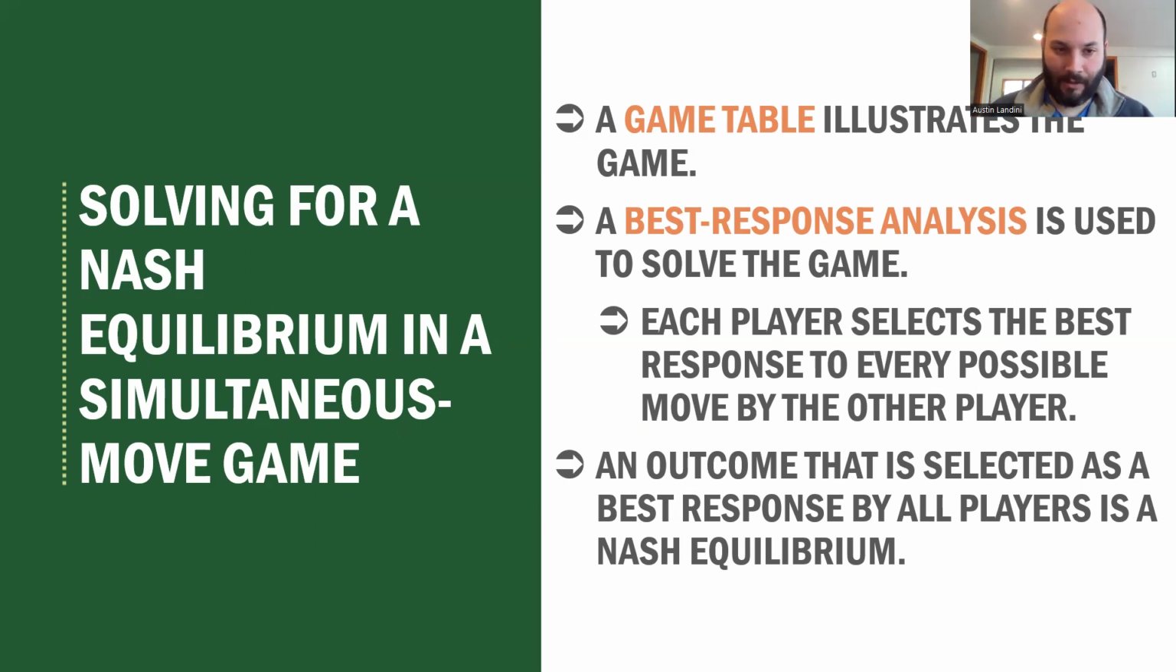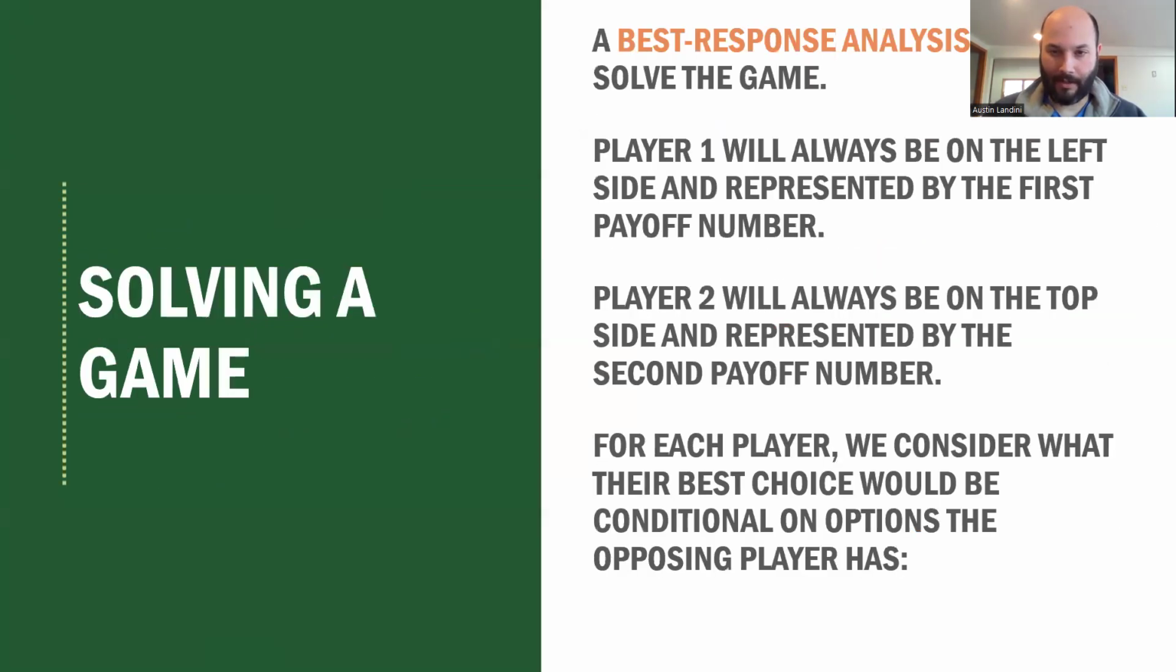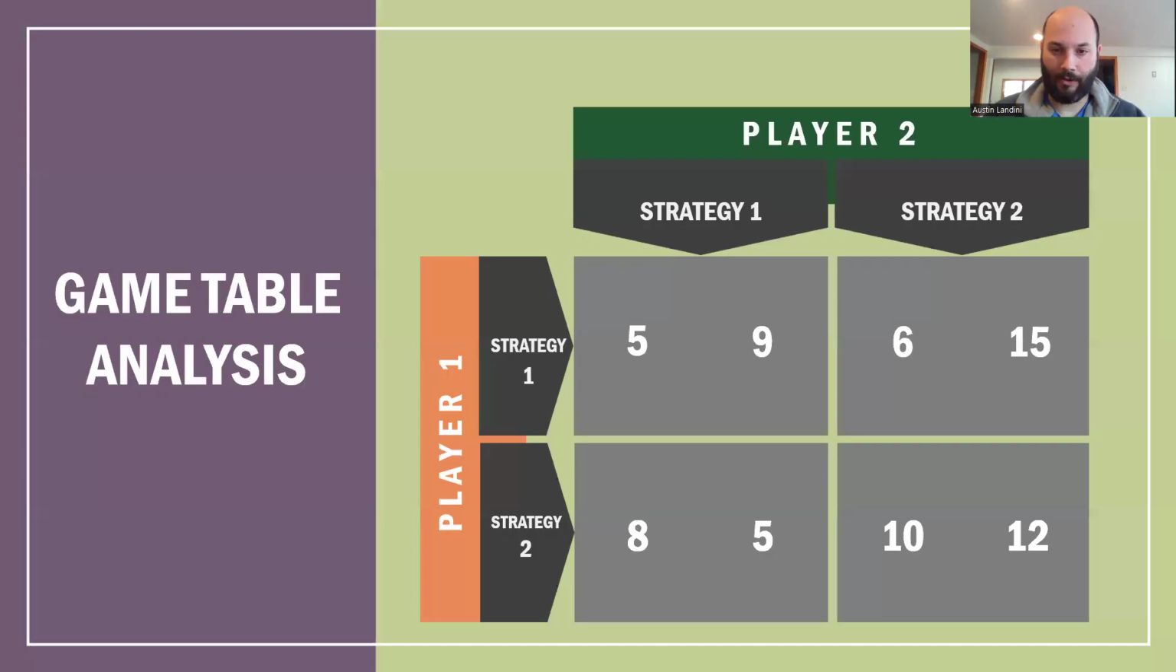So sometimes in words, these sound a little bit more complicated, but let's just do an example of how to solve these. So suppose we're given a game table. All right, player one is listed here on the vertical axis, and player one's payoffs will always be represented by the first number in the box. So what this is saying is that if player one picks strategy one, and then we have player two here, and player two picks strategy one, then player one will get a payoff of 5, and player two will get a payoff of 9.